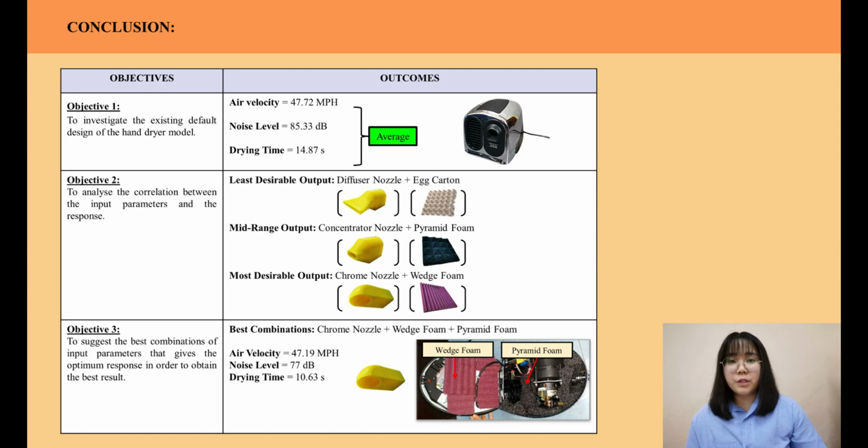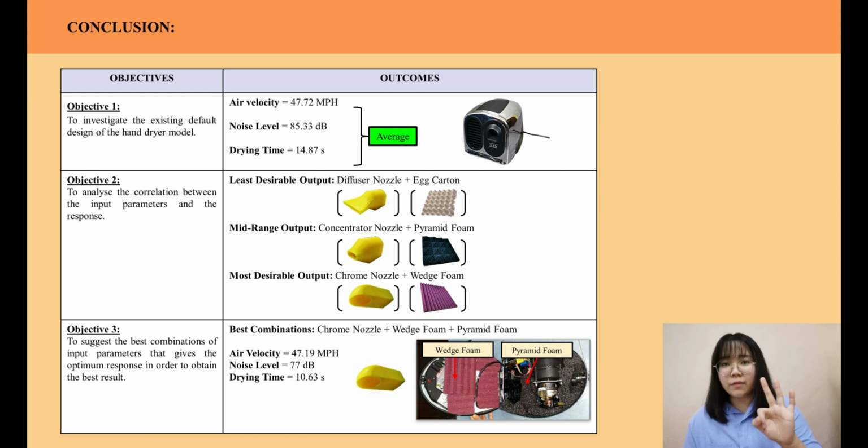In conclusion, in terms of the first objective, which is to investigate the existing default design of the hand dryer model, the outcome of the first round of experiment has given average readings of 47.72 miles per hour, 85.33 decibel, and 14.87 seconds for the air velocity, noise level, and drying time respectively. As for the second objective, which is to analyze the correlation between the input parameters and the response, it can be concluded that the combination of the diffuser nozzle and egg carton has given the least desirable output. On the other hand, the combination of chrome nozzle and wedge foam has contributed to the most desirable output, while the combination of concentrator nozzle and pyramid foam has a fairly mid-range output.